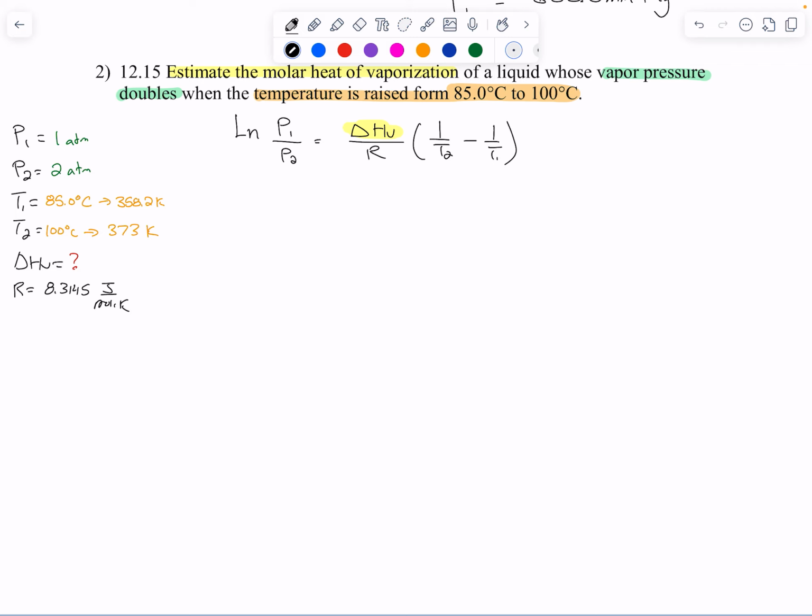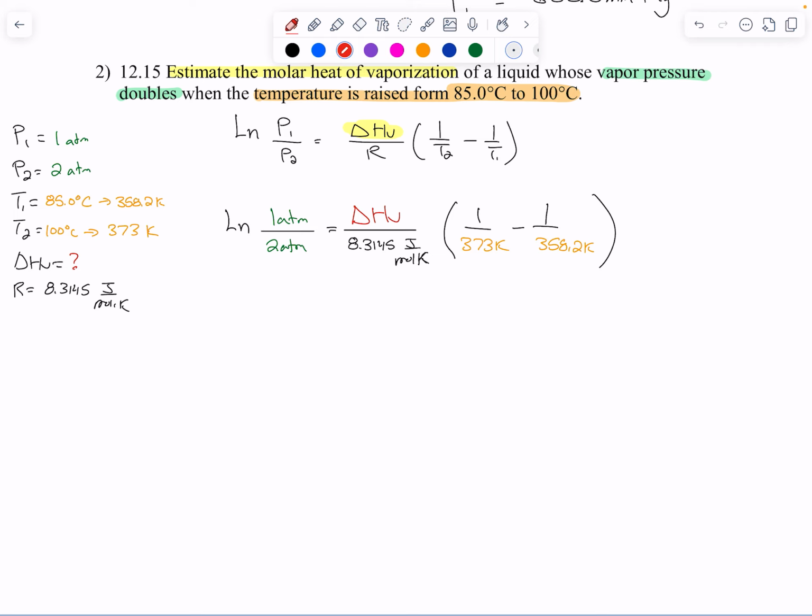All right, so now let's plug in some numbers here. Natural log, we have 1 atmosphere and 2 atmospheres, equals delta H, what we're looking for, over R. So our T's: T2 is 373 Kelvin, T1 is 358.2 Kelvin. And then delta HV.